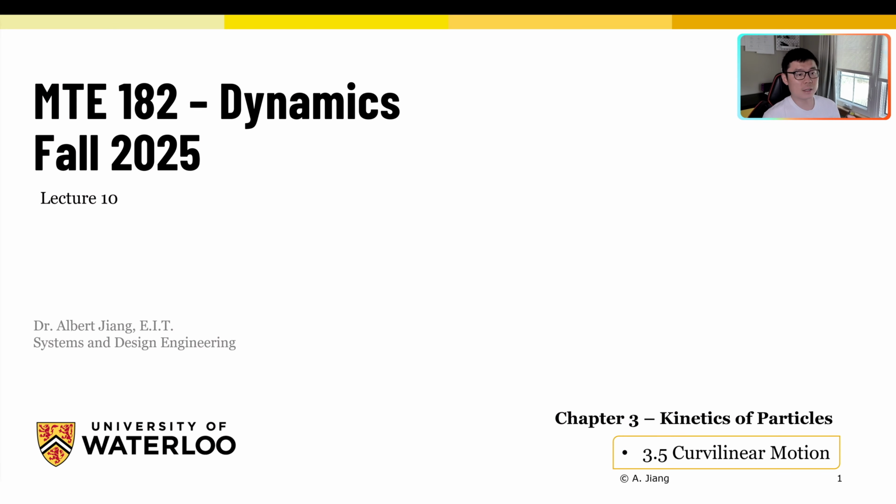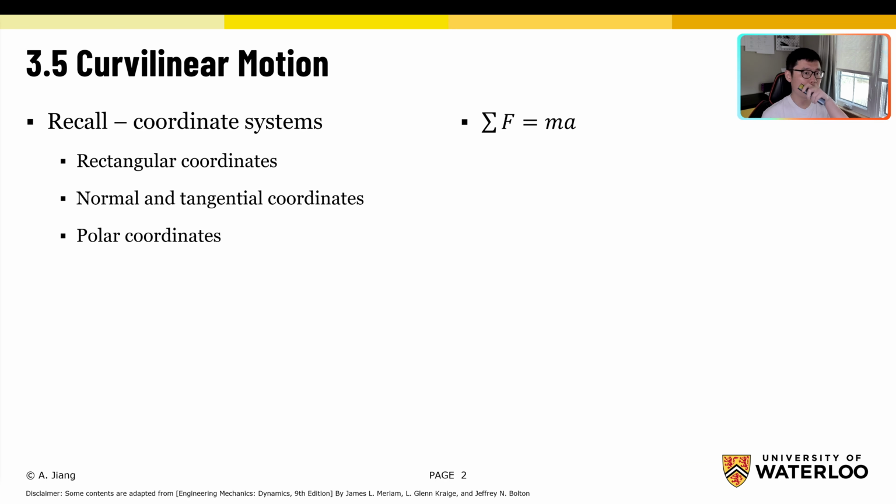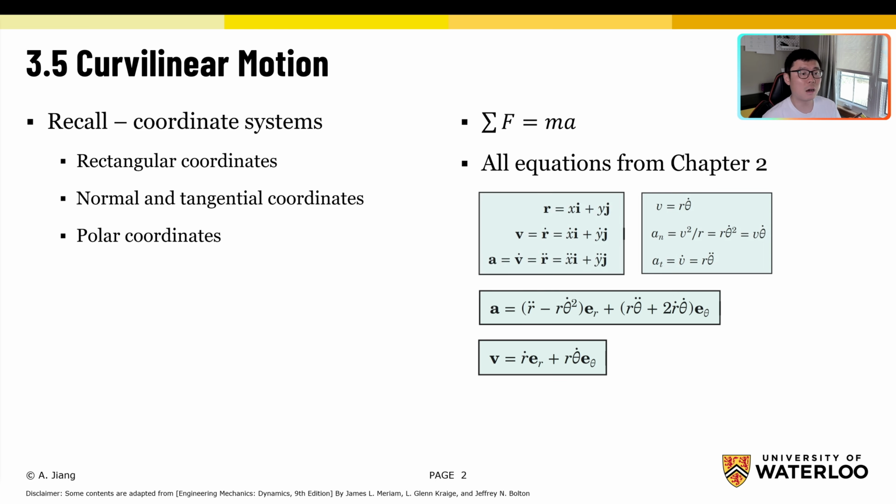In this video, we are continuing the discussion of kinetics with a focus on curvilinear motion. Recall from chapter 2, we have three coordinate systems we can use: rectangular coordinates, normal and tangential coordinates, and polar coordinates. With Newton's second law, F equals ma, plus all equations we derived in chapter 2, it is really a matter of how we are going to apply those equations after evaluating the force on the object and determining which coordinate system is suitable for that situation.